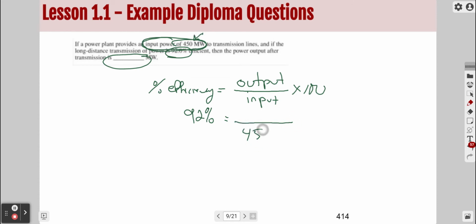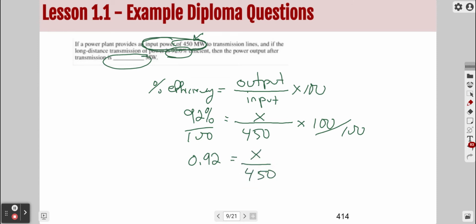So we've got 450 megawatts. I'm not going to worry about the units. Whatever the units are going in are going to be the units coming out. So this is our X that we're trying to find. And then we're going to multiply by 100 on this side. So to get rid of the 100, I'm going to divide both sides by 100. So we get 0.92 equals x over 450. And then 0.92 times 450. So x is equal to 414. And then I look back to see my units, and it's megawatts.